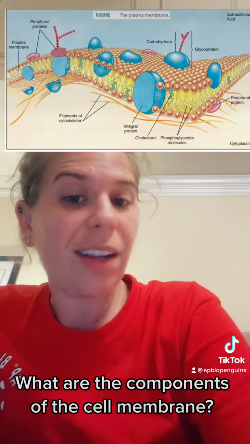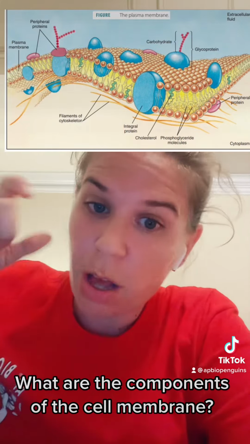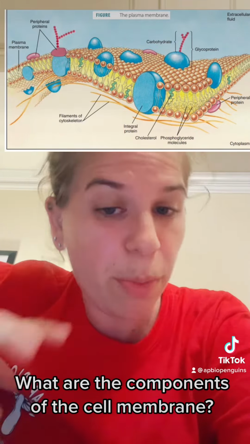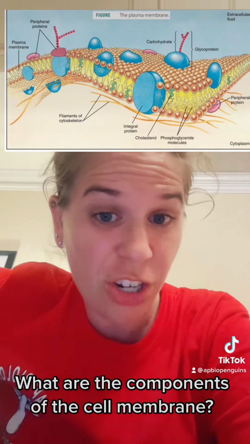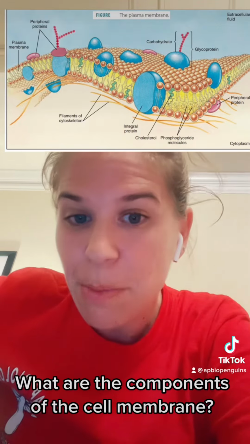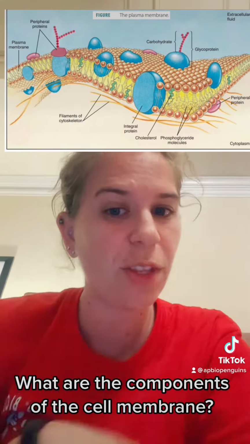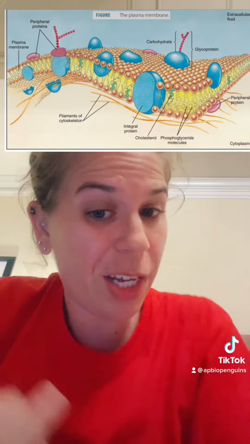You also have a lot of glycoproteins and glycolipids. There's a little carbohydrate attached to a protein or a lipid that can help with cell-cell communication and recognition of cells. You're also going to find cholesterol in the plasma membrane. That cholesterol inhibits the phospholipids from getting too close together when it gets cold, or too far apart when it gets warm.